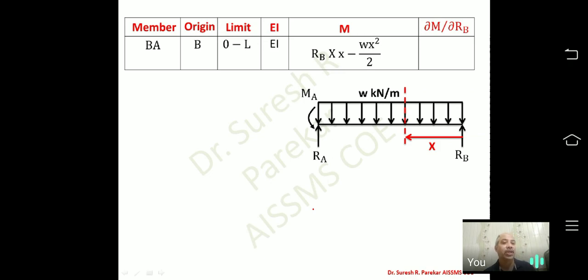We are considering from the right section, so anti-clockwise plus, clockwise minus, and therefore we will get RB x minus wx square by 2. If we go for ∂M/∂RB, then I will get this value as x. Now I know ∂M/∂RB, so I can have this equation: integral of M into ∂M/∂RB into dx upon EI, and that is equal to 0.